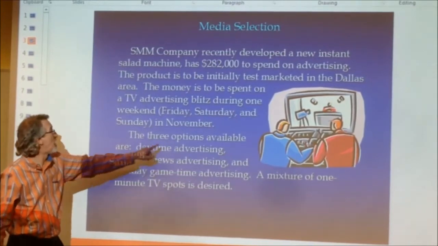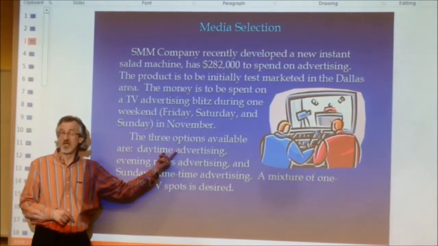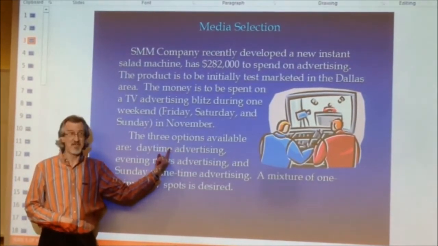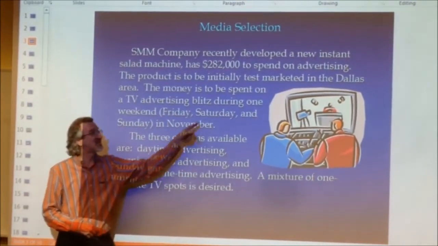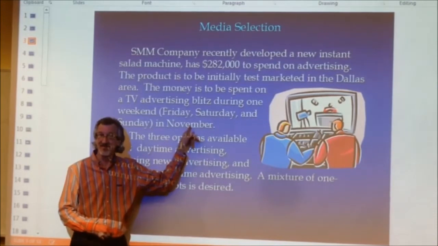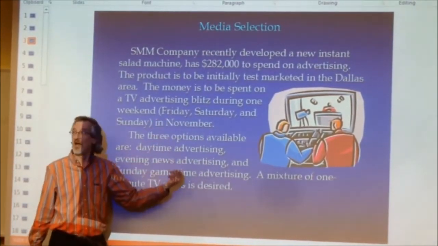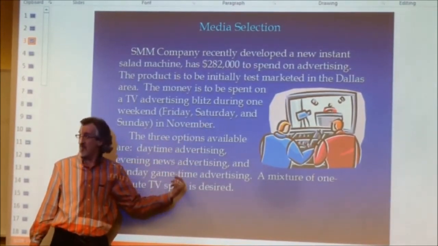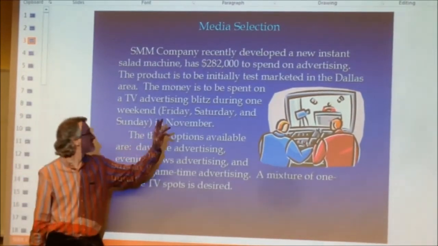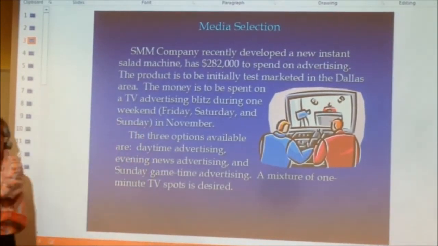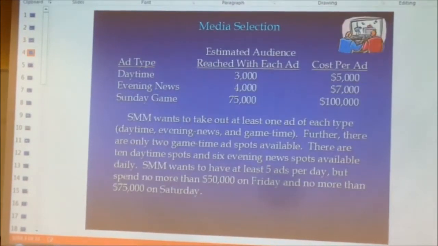The 3 options available are daytime advertising. Now, think about this. You have to tell me how many daytime ads you're going to place on Friday, and how many on Saturday, and how many on Sunday. Evening news advertising on Friday. How many are you going to place on evening news on Saturday? How many are you going to place on Sunday? And then there's Sunday game day advertising. And that's only on Sunday. All right. That's it. It says a mixture of 1-minute TV spots is desired.